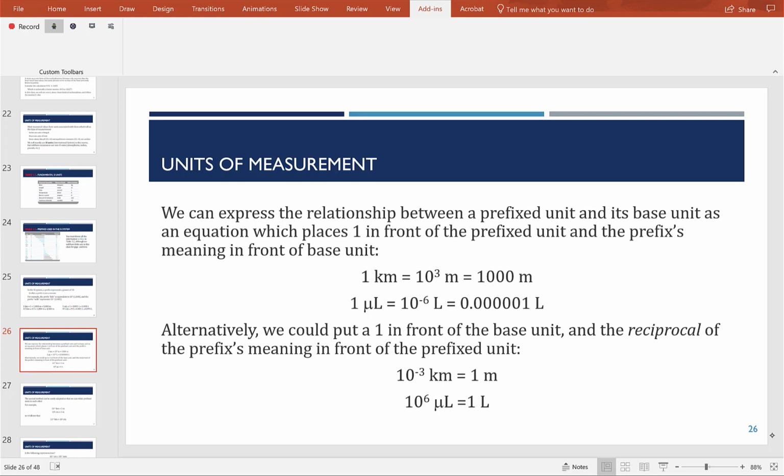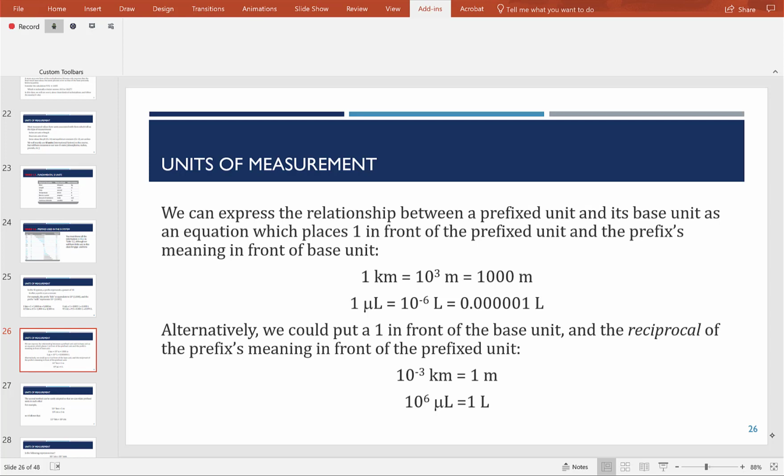1 microliter, using the Greek letter mu there, we can replace the mu with its meaning, 10 to the negative 6, so that's 10 to the minus 6 liters, or a millionth of a liter. Now, what we can always do is divide both sides by the non-1 value on either side. So, for example, if we look at the first equation here, 1 kilometer equals 10 to the third. We divide both sides of the equation by 10 to the third. And you'll notice that simply changes 10 to the third to its inverse. We put it on the opposite side. So 10 to the negative 3 kilometers is 1 meter.